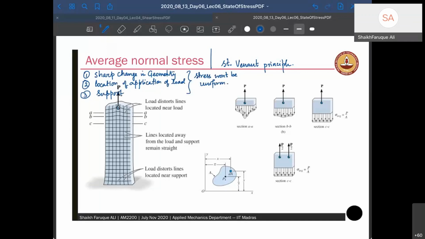A sharp change in geometry means something like this. You have a bar like this, and suddenly you change the bar cross section. That's a sharp change in boundary or geometry. If you make parts like this, they are prone to breakage easily at this location, or this location. So make sure that you design them properly.